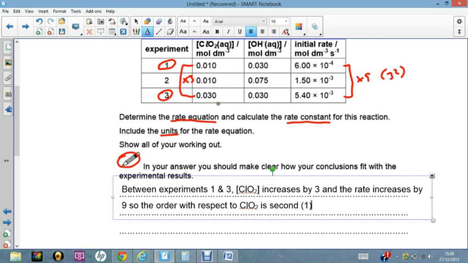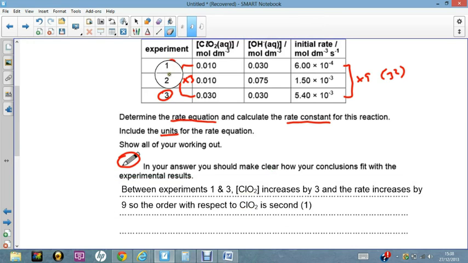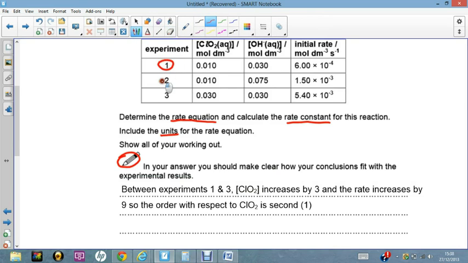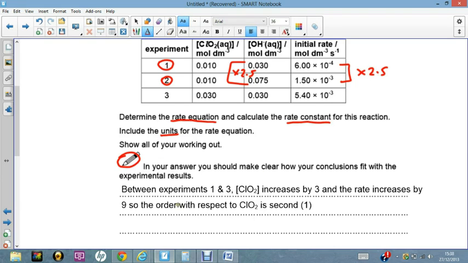So once I've dealt with ClO2, I'm then going to need to do the same thing for OH-. So for OH-, I'm going to use experiments 1 and 2 because ClO2 stays the same. OH- increases by 2.5. Now look at what's happening to the rate. That's also increasing by 2.5, so then I'm going to need to write another sentence to go with that.